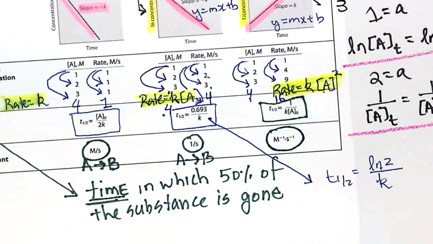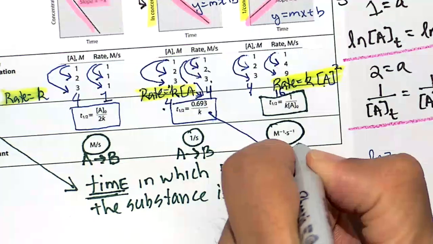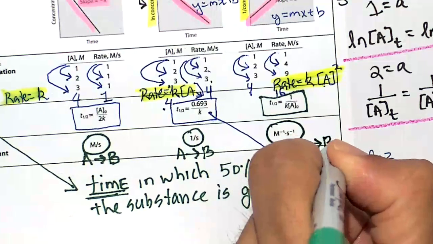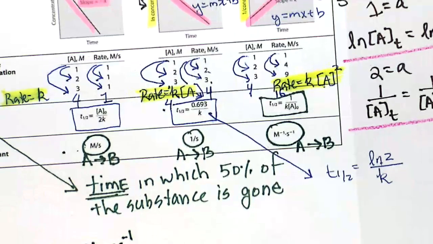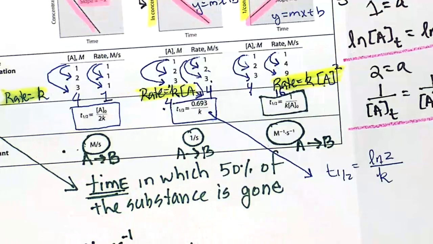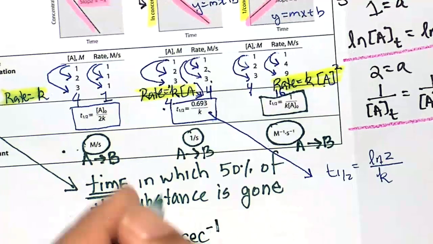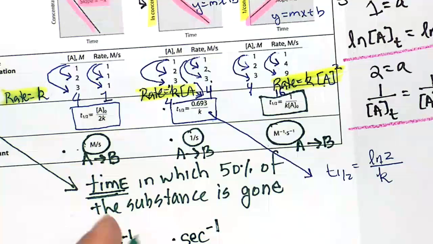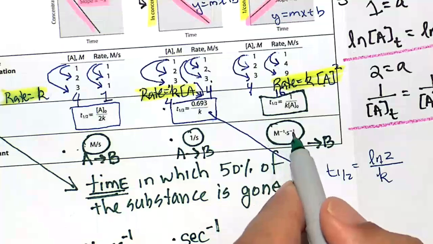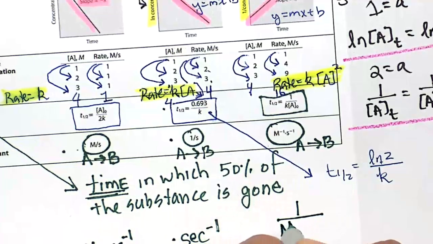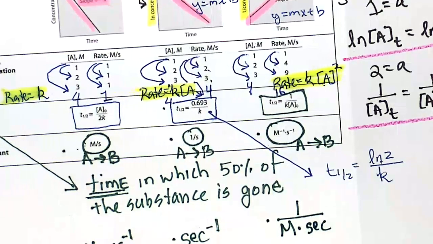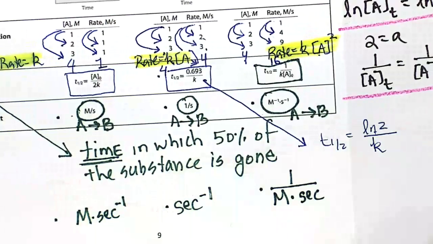Okay, just a word on these units. Again, this is for the reaction A goes to B. M over seconds is the same thing as M times seconds to the minus 1. 1 over seconds is the same thing as seconds to the minus 1. And then finally, M to the minus 1 seconds to the minus 1, I can move it down, is the same thing as 1 over M times seconds.